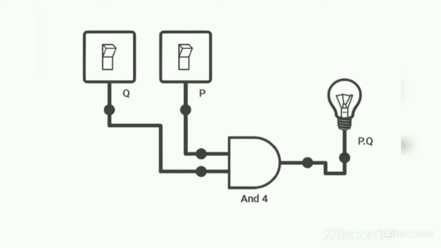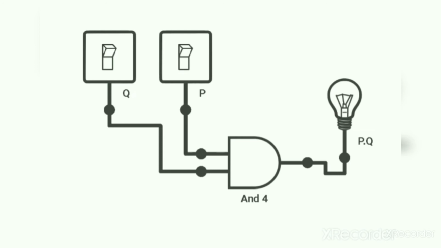Let me visualize it for you through a circuit simulator so that you have a crystal clear idea. See, P and Q, both switches are off. That means P equal to 0 and Q equal to 0. And you can see a light is attached to the output of the AND gate, which is also off. Off means 0 and on means 1.